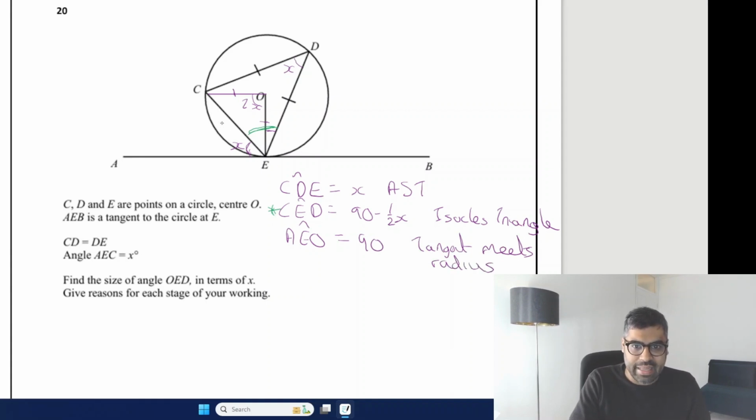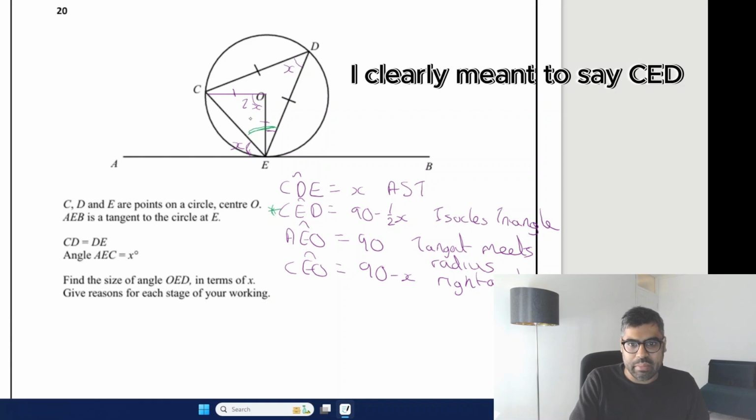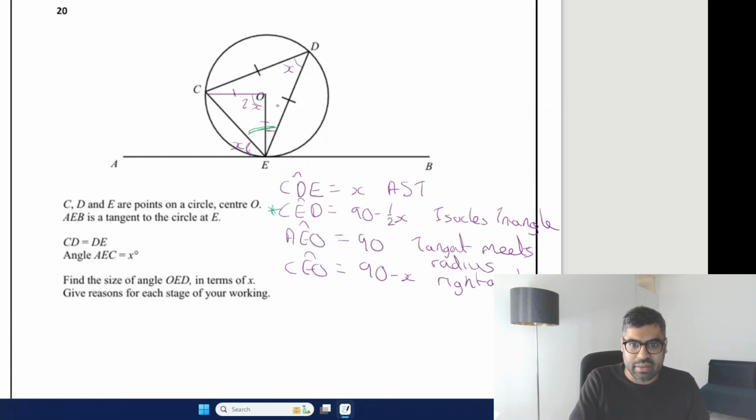So that means that CEO must be 90 minus x because there's a right angle. So then the final step we need to do: we know what CED is, and we know what CEO is. So if we do CED minus CEO, that's going to leave us with OED. So let's do that. To work out OED, we need to do CED minus CEO.